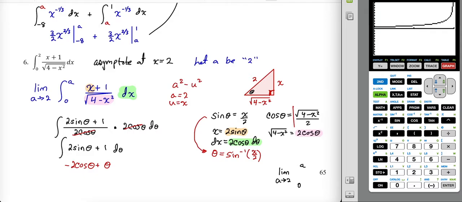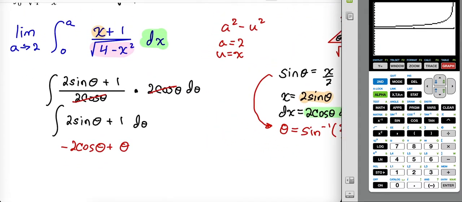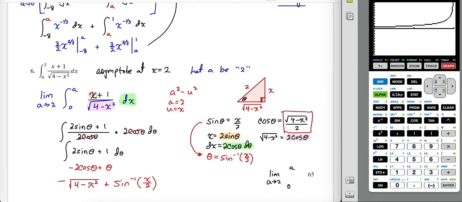Cosine, we already know, is adjacent over hypotenuse. All right, so negative 2 multiplied by this is going to give me negative square root of 4 minus x squared plus the inverse sine of x over 2. Now that it's back in terms of x's, I can evaluate it over the appropriate interval, which is 0 to a.